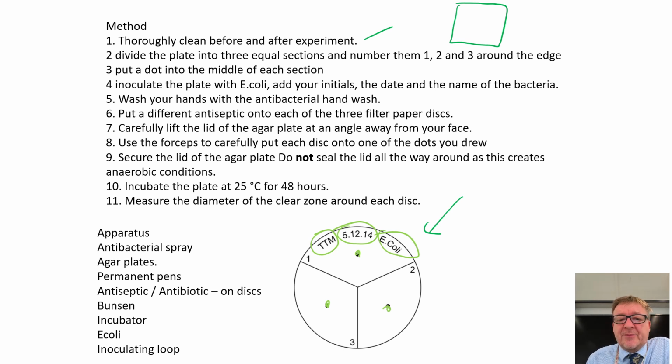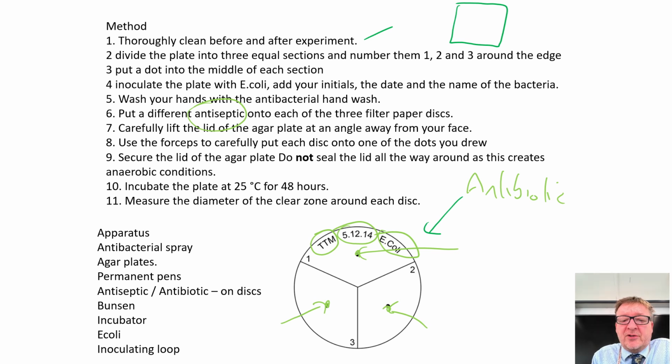Wash your hands. You just have to keep on doing aseptic techniques. Wash your hands again. Then put a different antiseptic, or a different antibiotic, into each of the 3 sections, where those dots are. Or you could put an antibiotic there and just a dot there, and that's like a comparison. Carefully lift the lid of the agar plate at an angle away from your face so you're not breathing on it. Use the forceps to put the discs where the dots are.